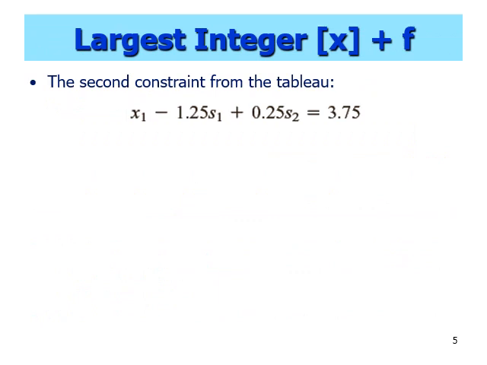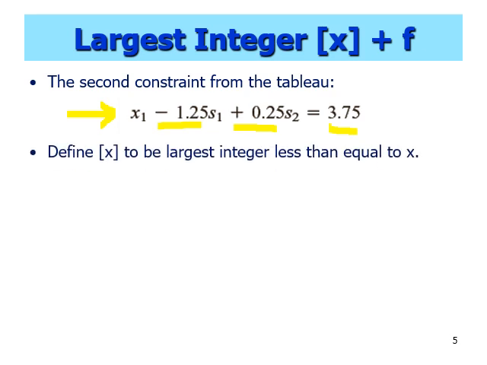Now, this is the second constraint that we pick from the table. From the table, we can say that the second row can also be written in this form. If you're not sure, take a look back at the table and see that we simply change the numbers with the variables. So 1 times x1 minus 1.25 times s1 plus 0.25 times s2 equals the right-hand side 3.75. That was the second constraint.